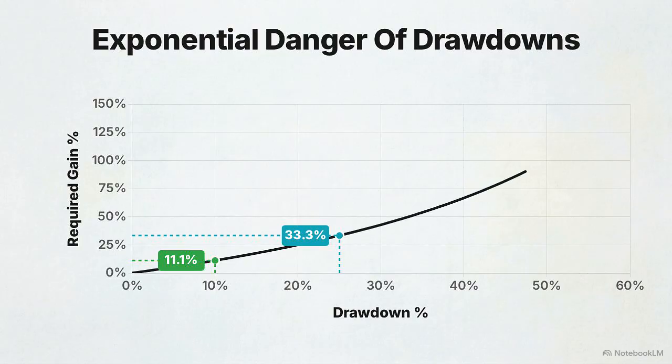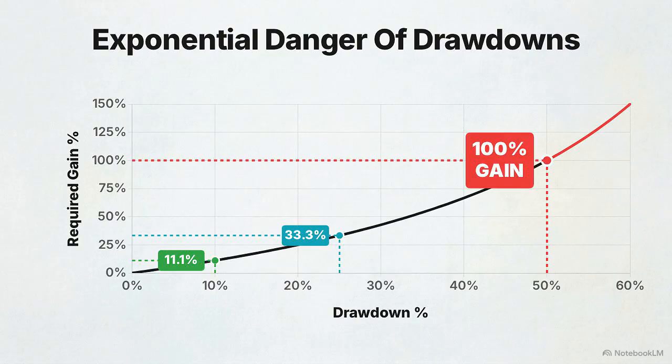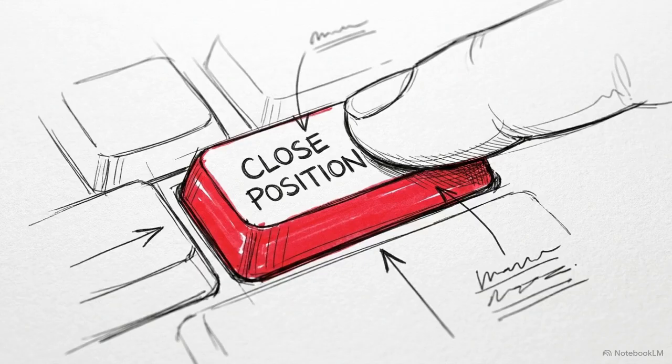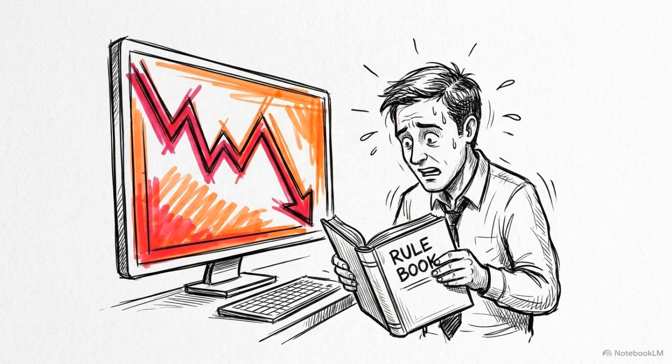By the time you hit a 50% drawdown, the required recovery skyrockets. During the months or years it takes to achieve those outsized returns, your portfolio's compound growth completely stops. Cutting losses early is a mathematical necessity to keep your capital working for you. So how do you keep losses small?